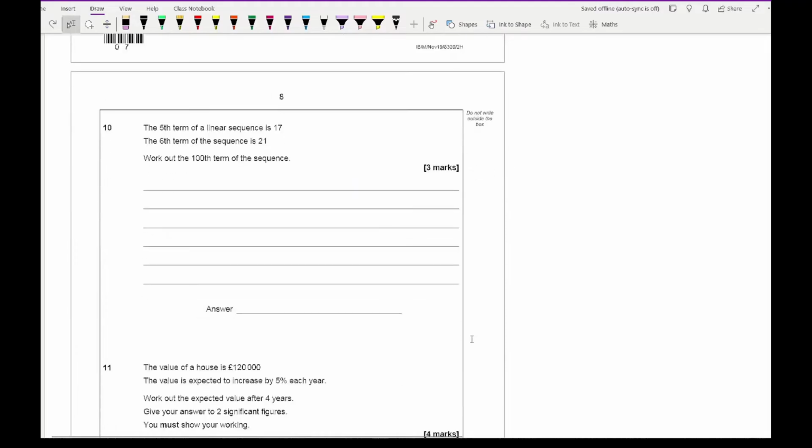And moving on to the next question. So question 10 says that the fifth term in a linear sequence is 17, the sixth term is 21, and the question is asking us to work out the 100th term.